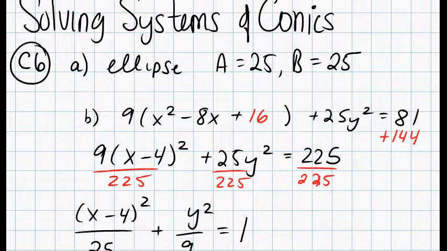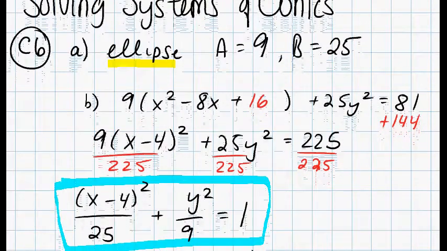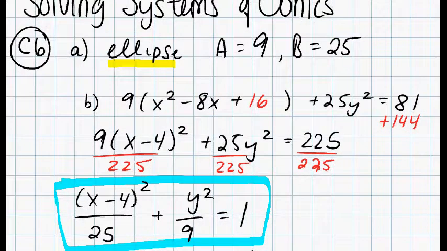Welcome back. For part A, you should have recognized that it's an ellipse because the A and the B values, A is 9, B is 25, they're both positive, not the same number. For part B, you should have grouped things together correctly and completed the square, and your equation ends up x minus 4 squared over 25 plus y squared over 9 equals 1. Pause if you need to see this work.